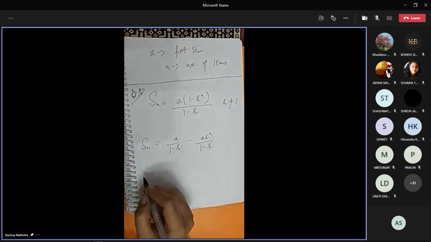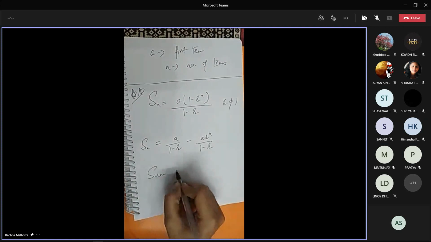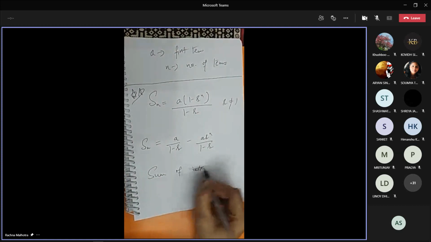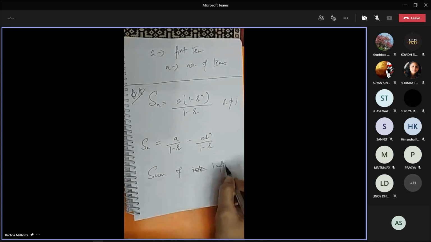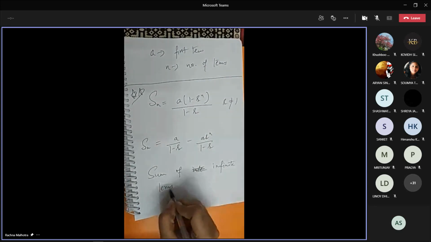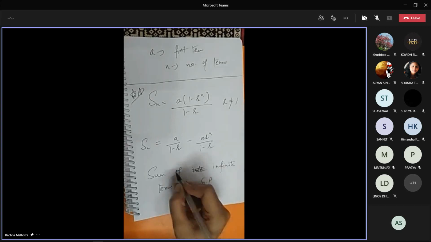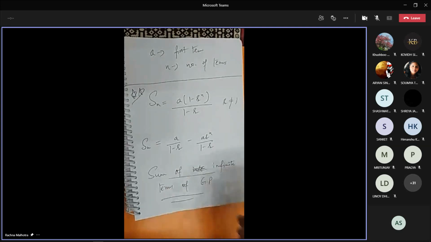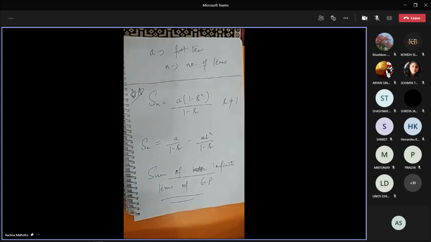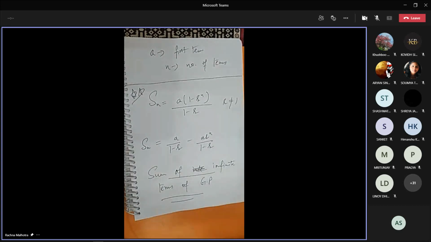Now let us talk about the next topic, sum of infinite terms. When the terms are infinite, what will be the sum? Generally students ask this question: if we are talking about infinite, the answer should be infinite also, no? But no, it is not necessary that every time we will get an infinite answer. So let us see how we can add infinite terms and how we can get its answer.